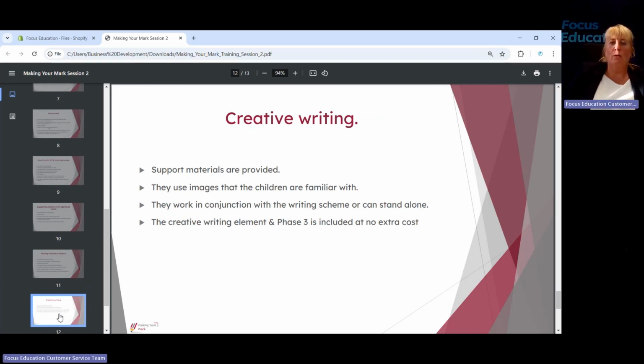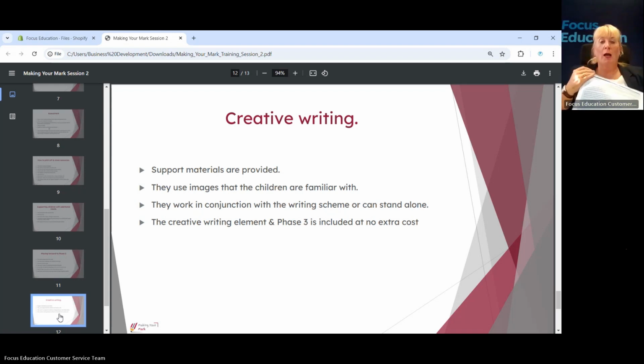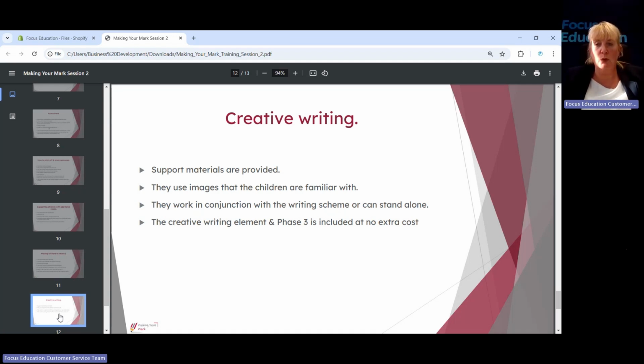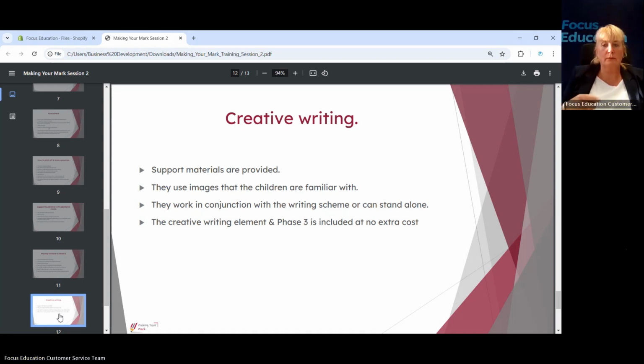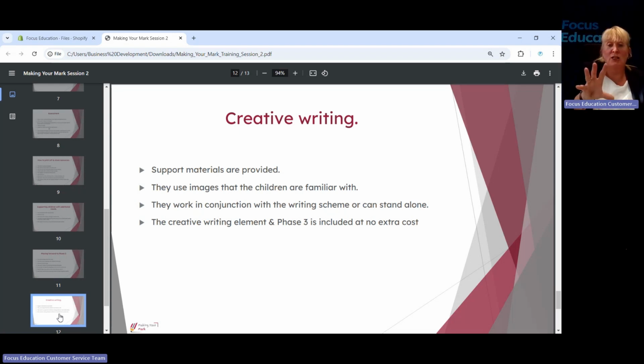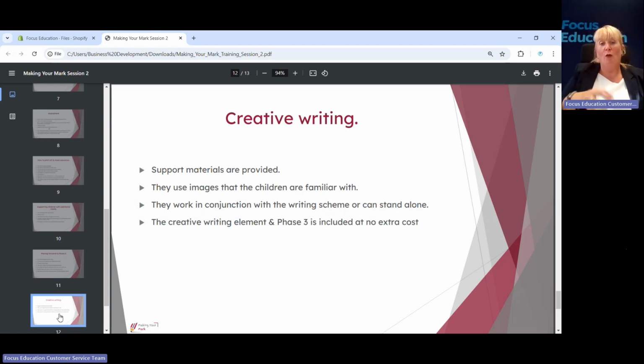Creative writing. Now, again, the support material provided. You can use the images from the books. So if, for example, in one of the high frequency word books, there's a bad dog, the sentence is, he is a bad dog. My children really liked that because they like the illustration. So I then got that bad dog. But then we looked at, right, well, what can we call it? And we started that creative writing journey with them.